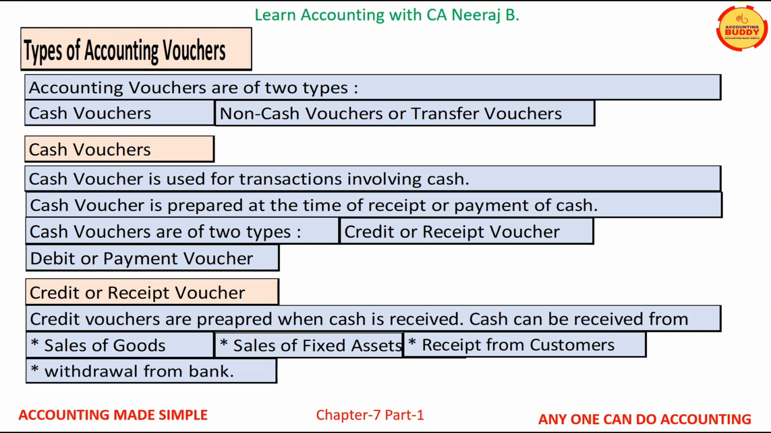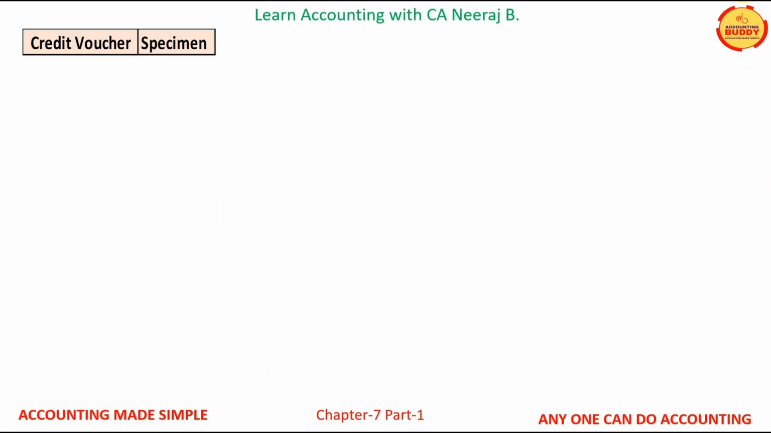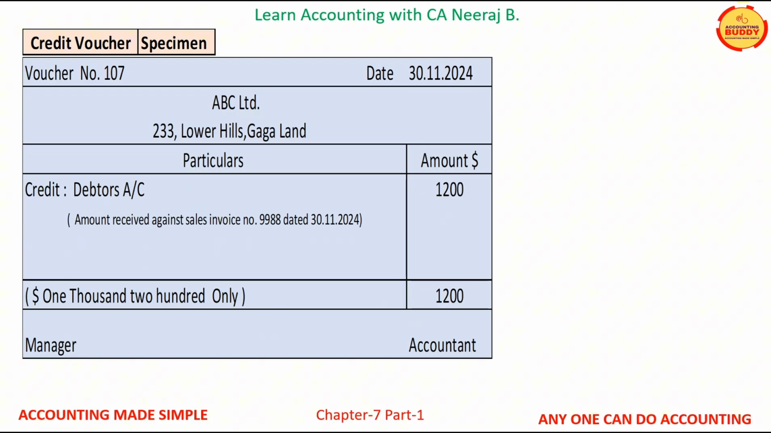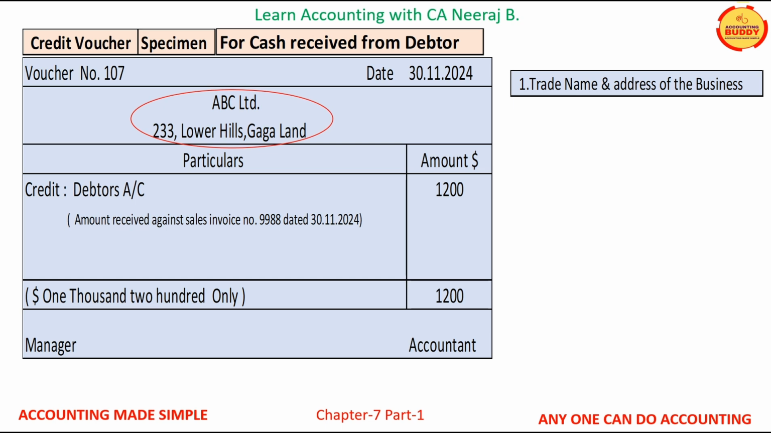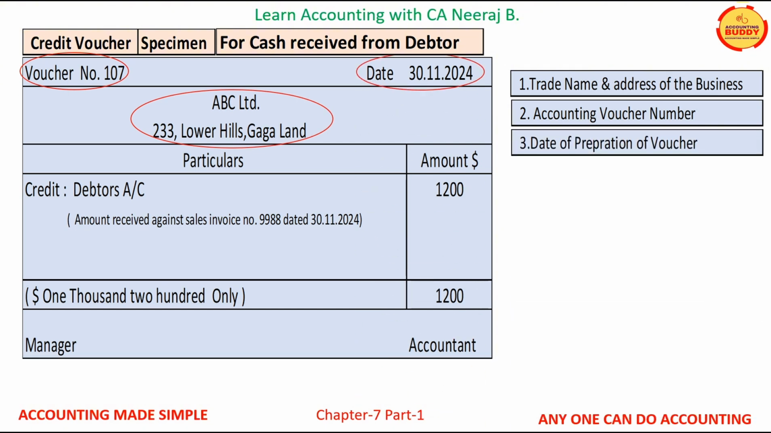Let us now know all about a credit voucher with the help of a credit voucher specimen displayed on your screens for the cash received from a debtor. A credit voucher will have the trade name and the registered address of the business. It will also be serially numbered. Date on which the cash is collected from the debtor is the date on which the credit voucher is prepared. Debtor being an asset will be reduced when the money is received, therefore debtor account will be credited.